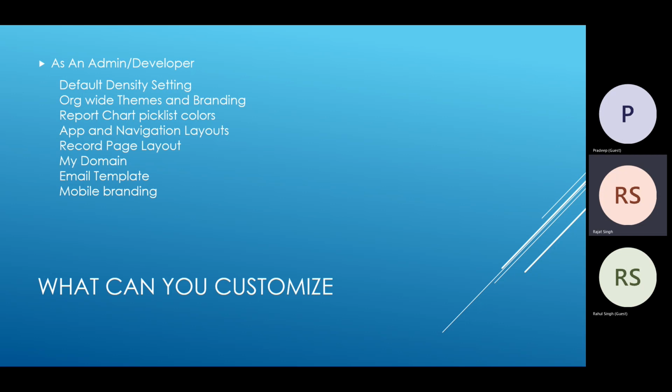That is one thing. Then we have a record page layout. Here you'll see you can have many records. For a particular company, there could be many records, like a sales order or customer details. How you should see those record layouts is what the record page layout is. You can also change that.